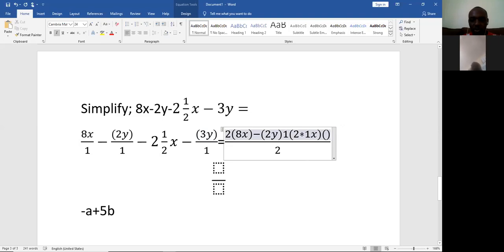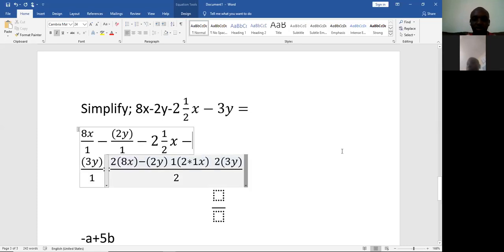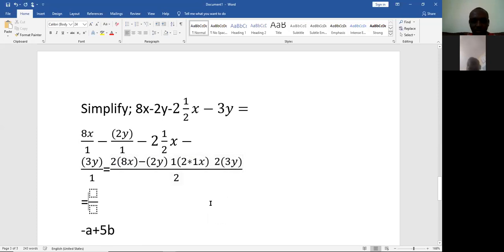So the 2 is outside the bracket because it's multiplying that, and inside here it's multiplying 3y. Let me space them so that we don't have confusion. So 2 multiplied by 8x here. Let me have the answer here. Equals 2 multiplied by 8x. This one is 16x.